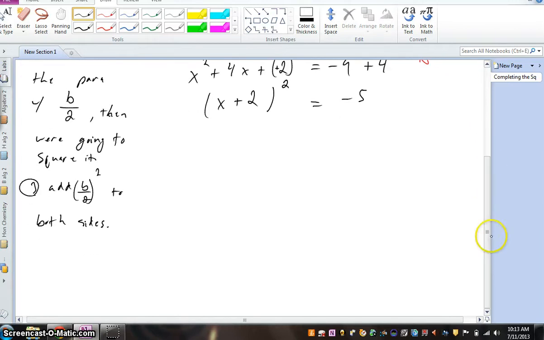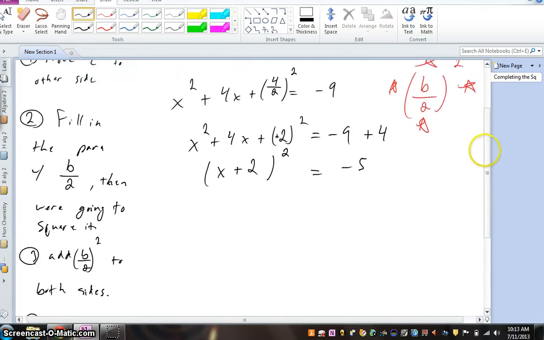All right? Again, the parentheses, I guess let's do it this way. The parentheses are always going to be x plus or minus whatever that b over 2 is, and you square the whole thing. Okay? It will always be that. It will always be x plus or minus that b over 2, and then you square the whole thing. All right? So, again, not too bad.